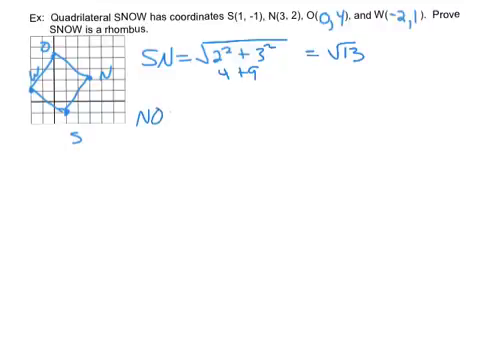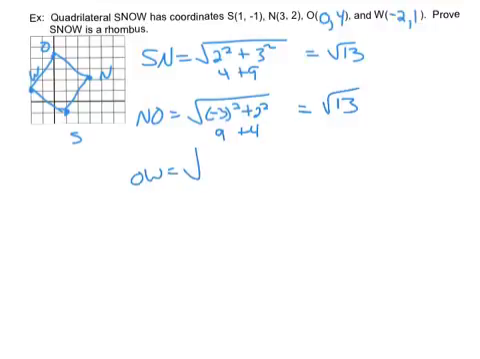Okay, and NO, we do the same thing. NO is going to be 0 minus 3, so that's negative 3 squared, plus 4 minus 2, so that's 2 squared again. And again, inside, this is a 9, that's a 4. So that's also radical 13. OW, let's look. OW is going to be negative 2 minus 0, so that's negative 2 squared, plus 1 minus 4, so that's negative 3 squared. Remember, when you square a negative, you get a positive, and once again, we get radical 13.